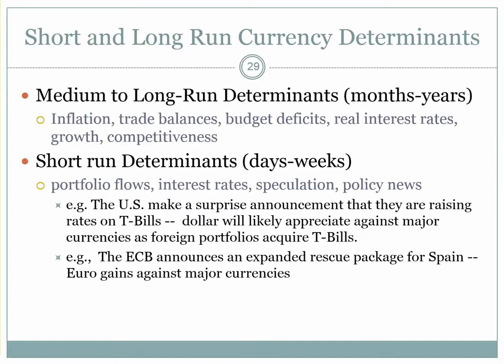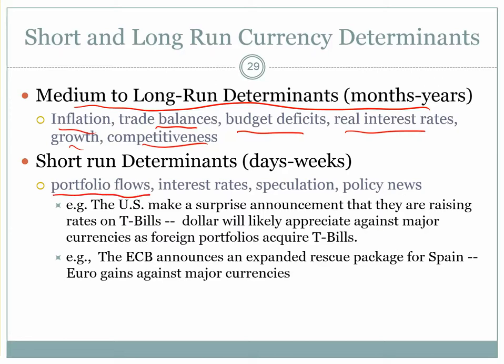Now, in the short run, there are differences in exchange rates versus the long run. In the medium to long run, the effects that I've talked about are the most important: inflation, trade imbalances, budget deficits, real interest rates, growth, competitiveness, desirability for your country's products. But on a daily basis, you see huge changes in exchange rates. And what these are maybe portfolio flows. What that means is maybe there's increased demand to buy U.S. stocks today due to a surging S&P 500. That could just cause the dollar to jump up today.